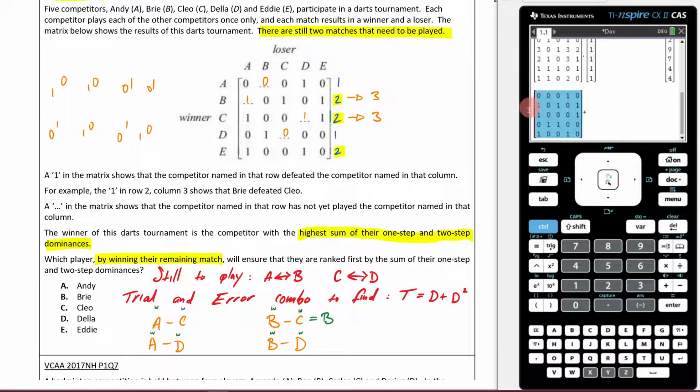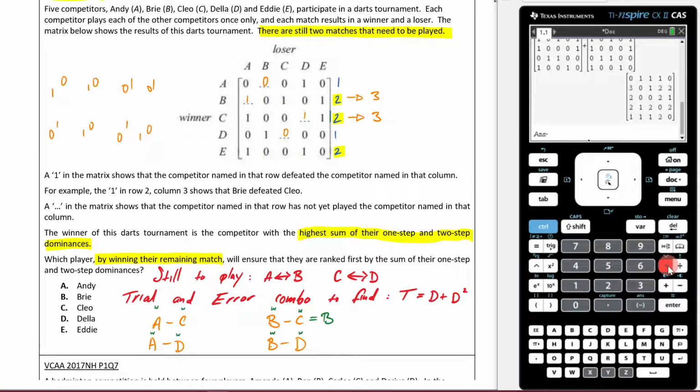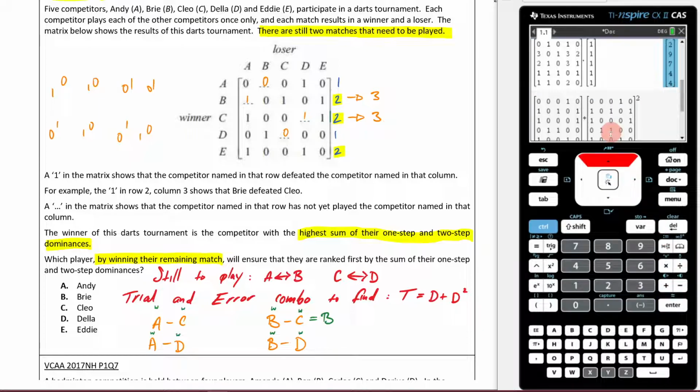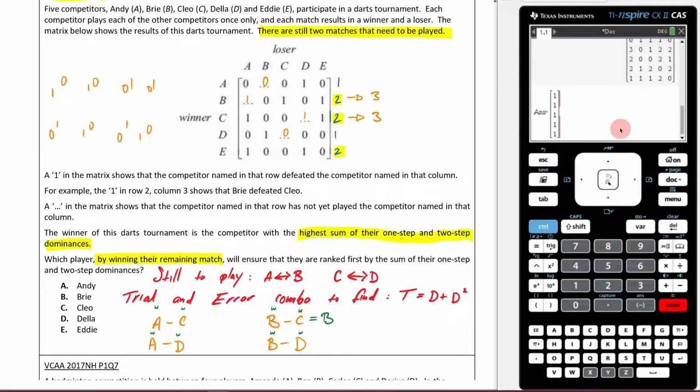And then I want to take this. I want to take that. I want to square it. I want to do that. And then I want to multiply it by, and then I'll just grab my summing matrix. We can see that in this scenario, B also wins. And that kind of makes sense.